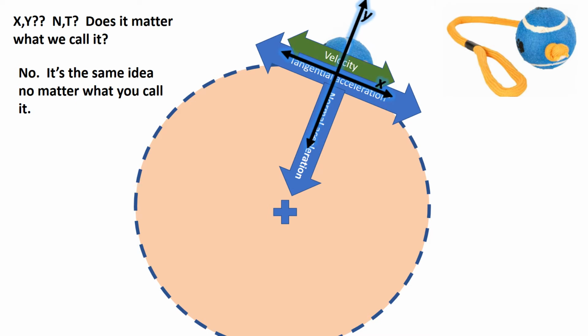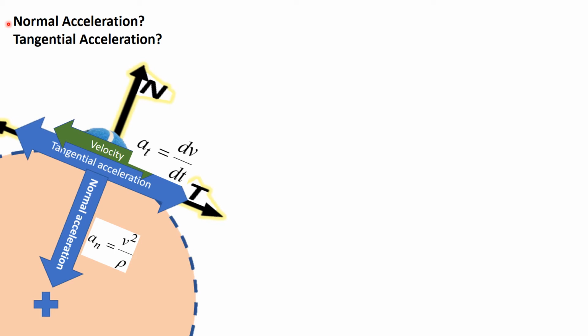Same thing as the block on an inclined plane. The reason we're doing this is because this is where the accelerations happen, where the forces happen. It just makes life easier. But call it x and y or call it normal tangential, it's the same thing. You're just breaking forces or accelerations or velocities into these two directions. How much is in the normal direction, how much is in the tangent direction. Okay, normal acceleration, tangential acceleration.